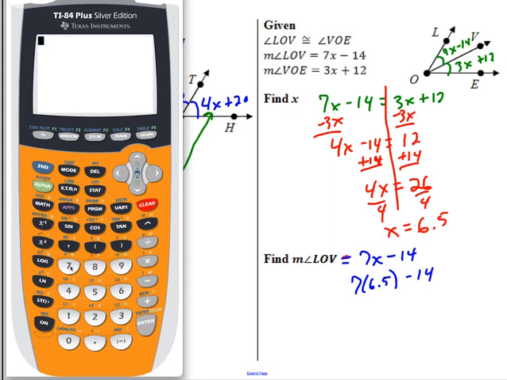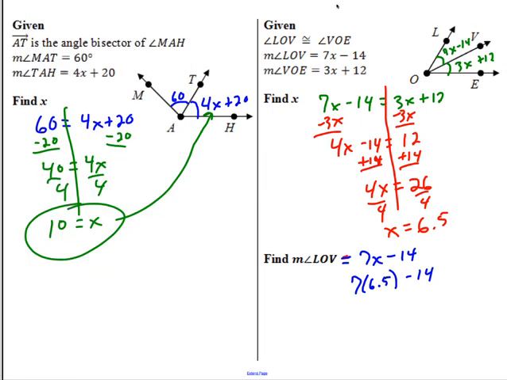So what am I going to do? I'm just going to say 7 times 6.5. Boom. 45.5. Then what am I going to do? Minus that 14 from it. So we've got 45.5 minus 14. So you can go back to your calculator if you want, but really that's just going to be 31.5. So I'm looking at the measure of angle LOV equals 31.5 degrees.